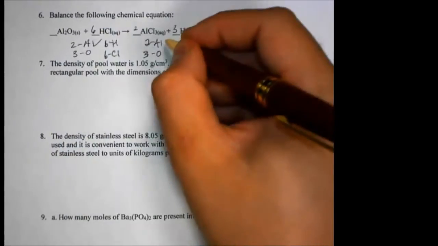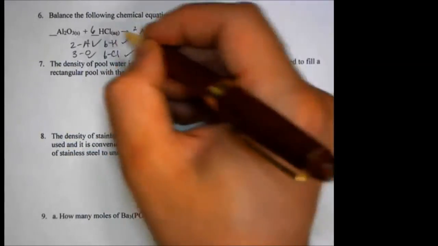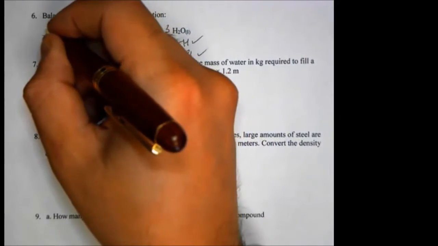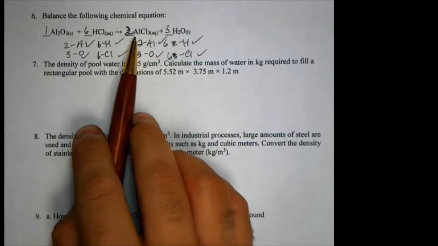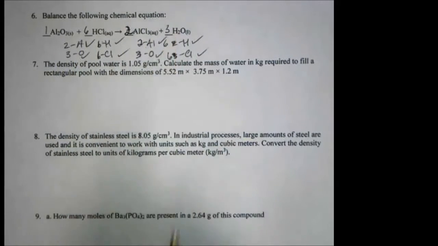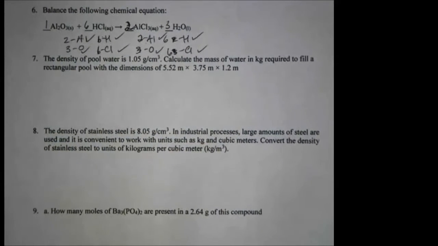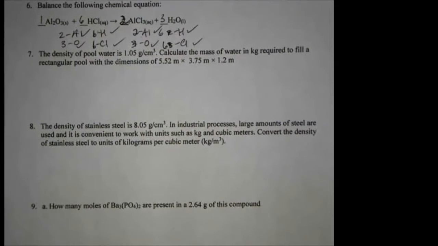So our aluminum balances, our oxygens balance, our hydrogens balance, and our chlorines balance. So we have a correctly balanced formula of 1 aluminum oxide plus 6 HCl gives 2 AlCl3 and 3 H2O. Okay, so if you just follow the steps for balancing, you'll wind up getting the right answer. You just have to go through it systematically and make sure you do it one step at a time.